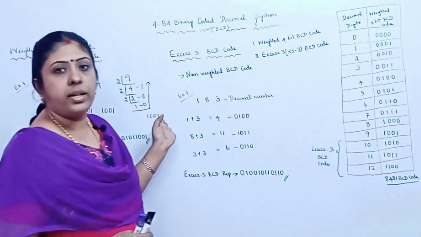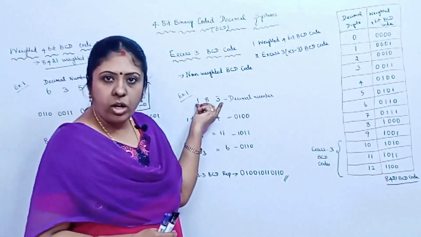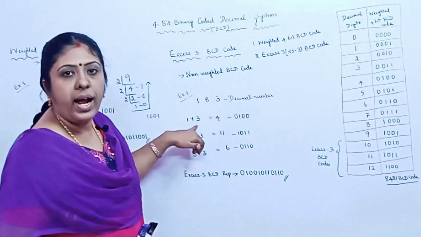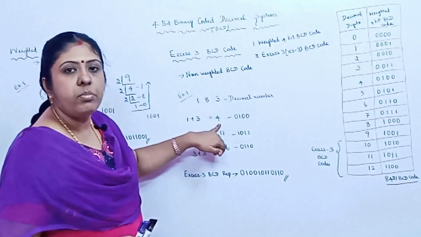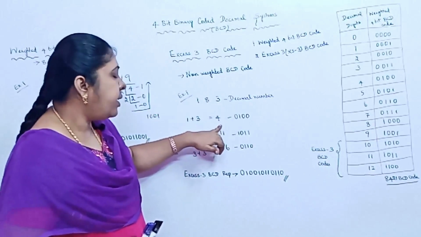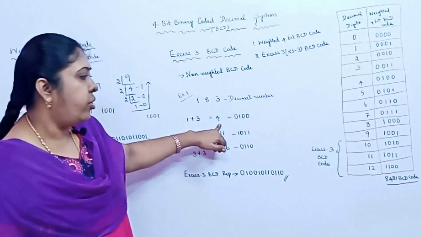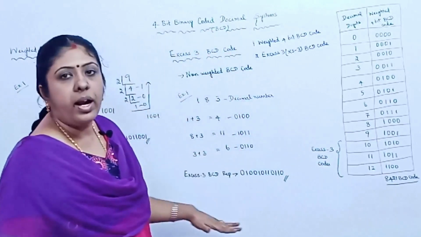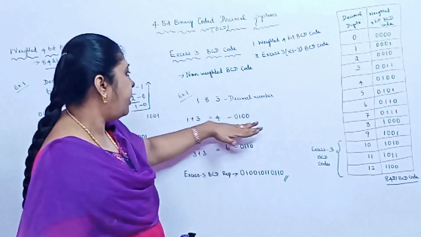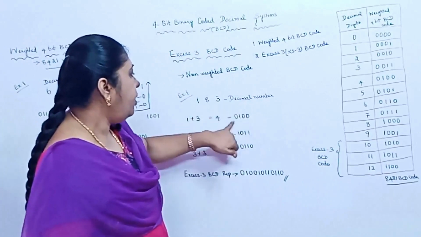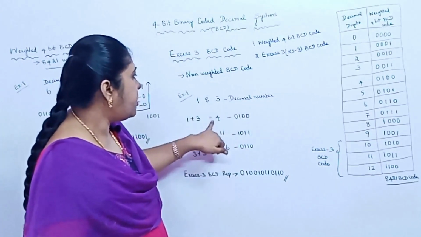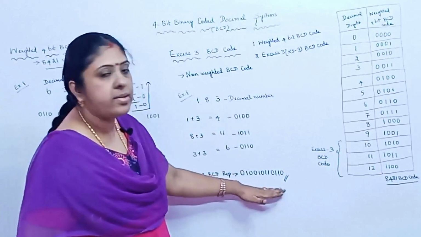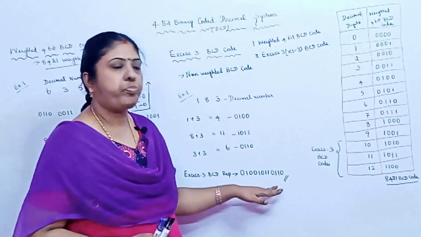And in the second method, consider the decimal number 183. The base idea is for each digit we have to add 3 and again a decimal value is attained. For the attained decimal value, we are substituting the 8421 BCD code and finally the answer is written for 183. Here we are getting 4 11 6. So for 4 11 6 we are substituting and the answer is written here.